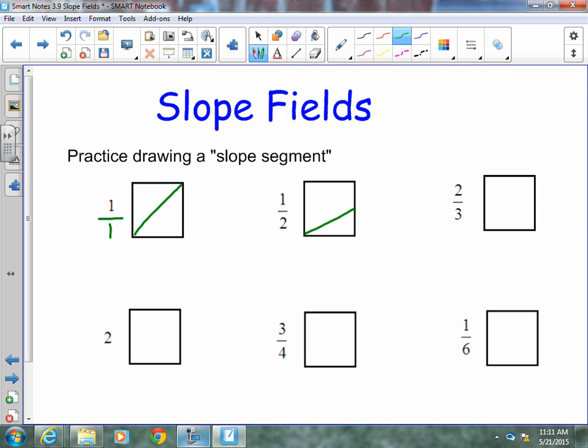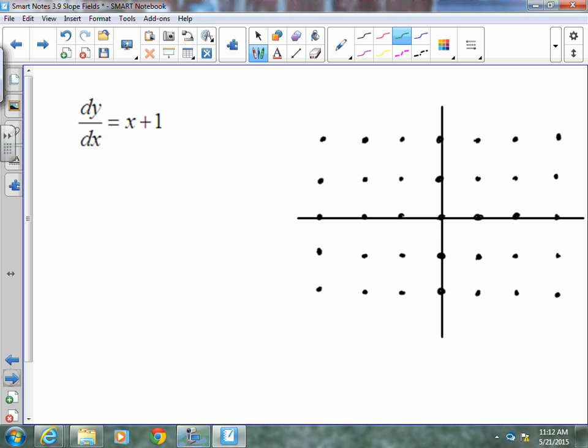Now that you've given these a try, up 2 over 3 should look something like this. Up 2 over 1 should look something like this. Up 3 over 4 should look something like this. And 1/6 should look something like, oh, even smaller than that probably. So those are just little chunks of slope. On a slope field, that's what the entire graph is touched with.